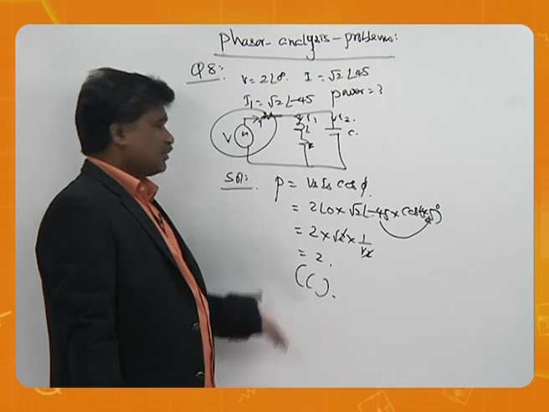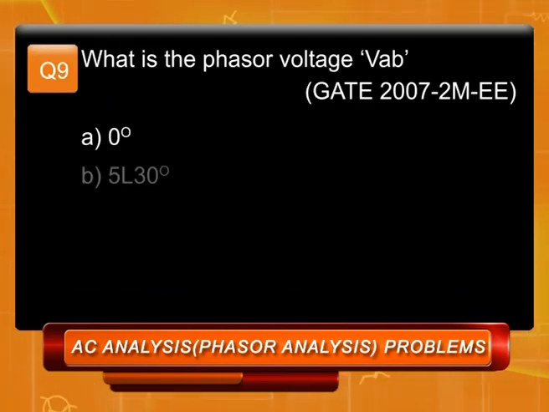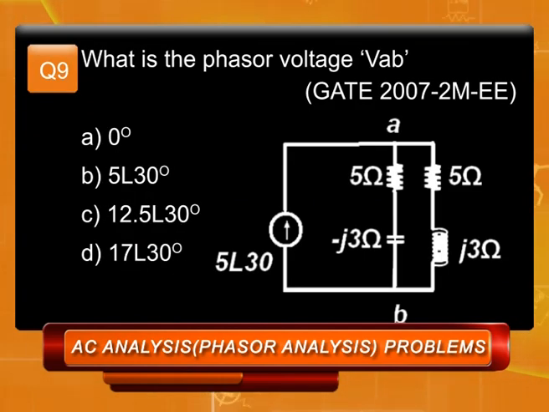So depending on this. Question number 9. What is the phasor voltage VAB? Given in GATE 2007, 2 marks. You may be very surprised to see why 2 marks are given. Options are given A, B, C, D. It is there in the question.